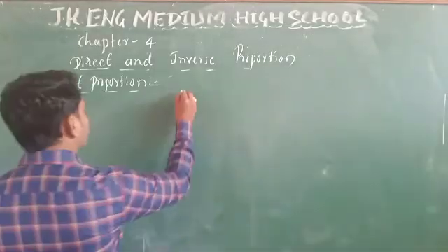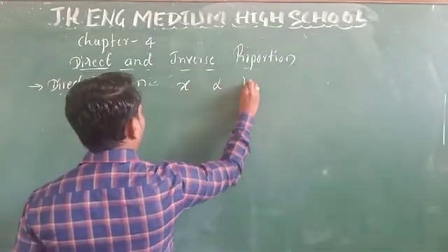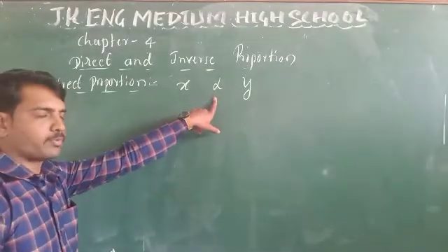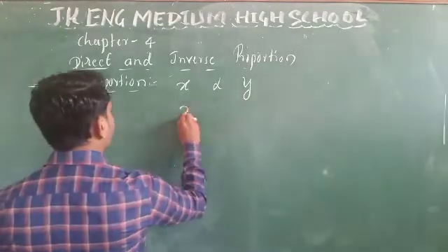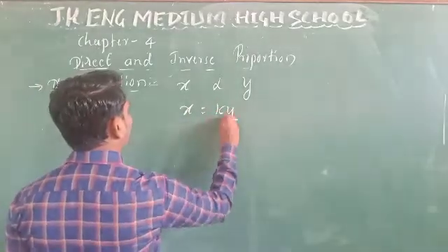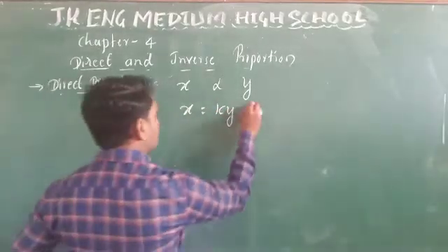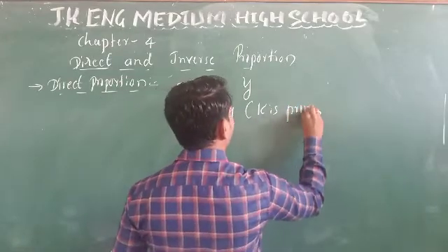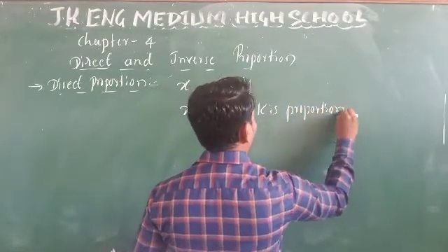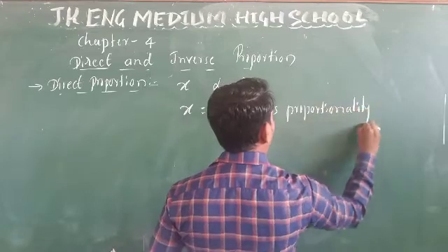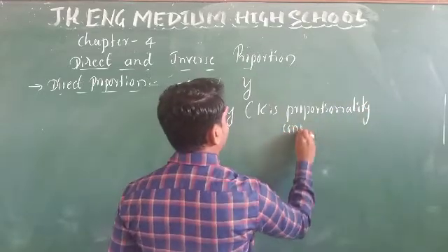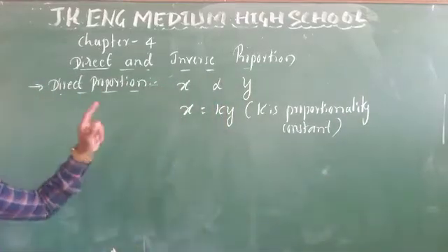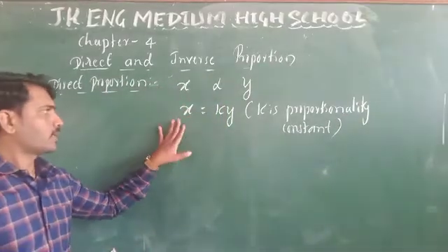Okay, we'll compare two things. x is directly proportional to y, so this indicates direct proportion. What will we do? x is equal to k y. So what is k? k is the proportionality constant. Understanding children? x is directly proportional to y, x is equal to k y.